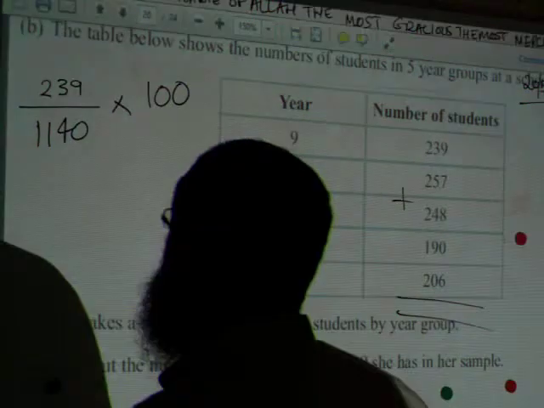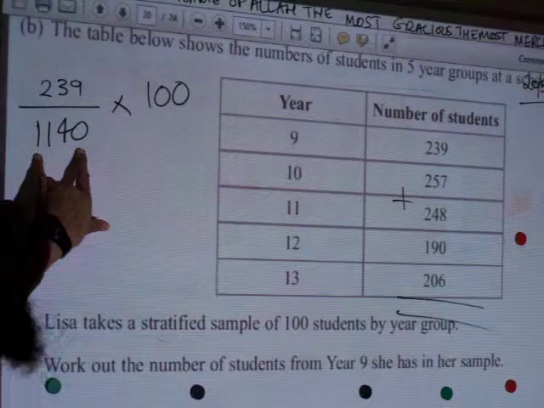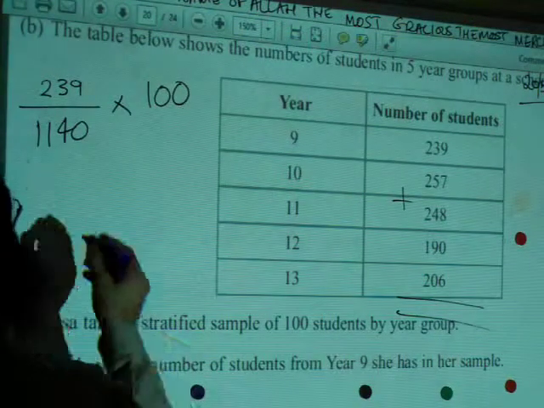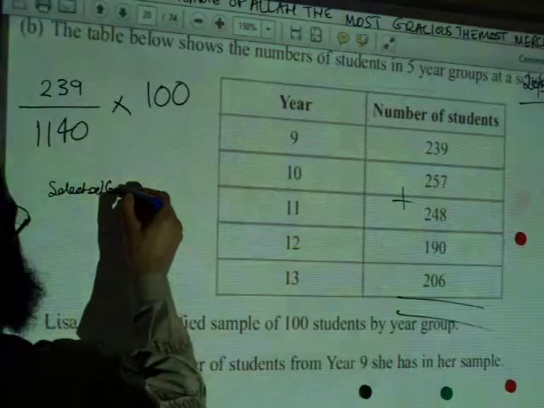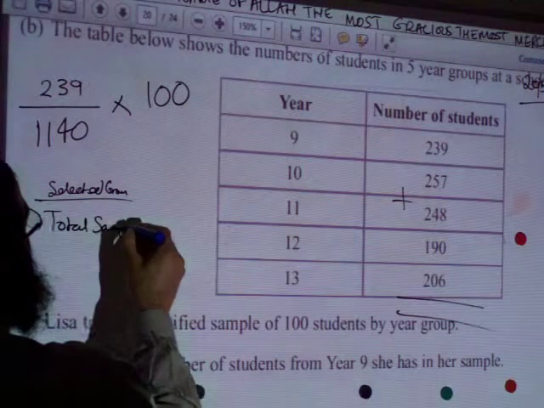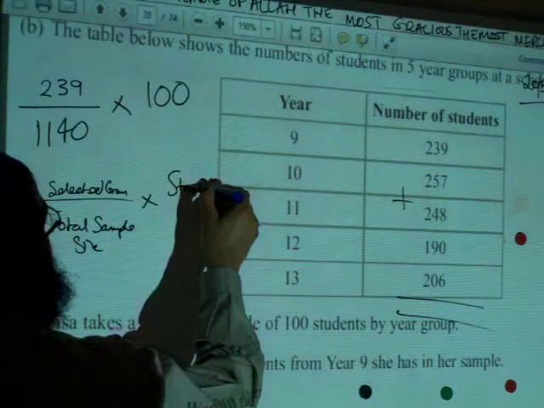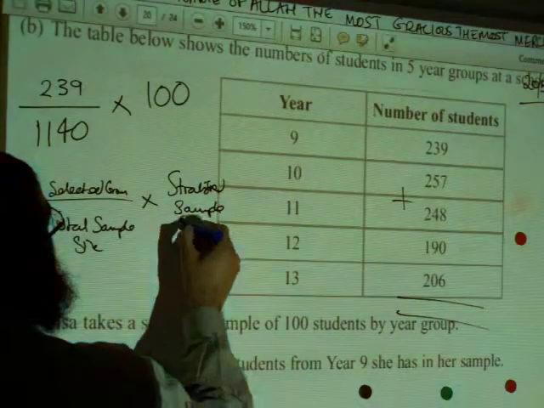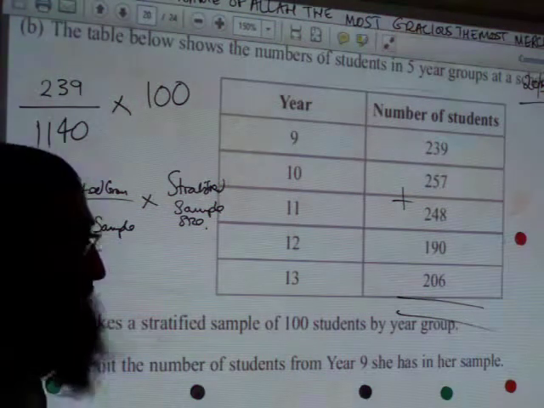Right. So that's the year 9 group. That's the total sample, and that's the stratified sample. Okay? So your selected group divided by the total sample size, and you multiply by the stratified sample size. So that's what all those things correspond to. Right. Who's got an answer to me for that?